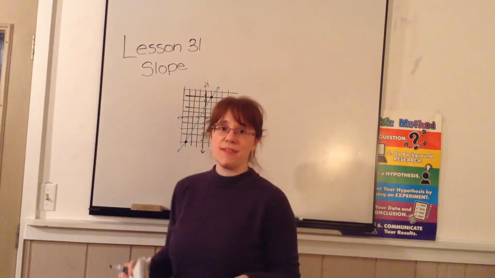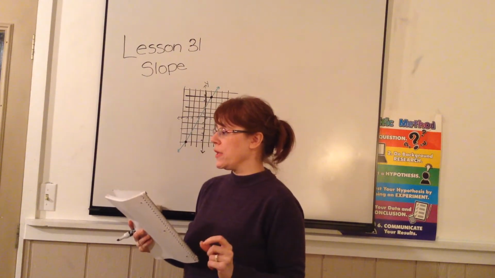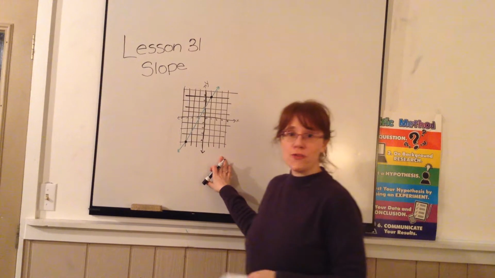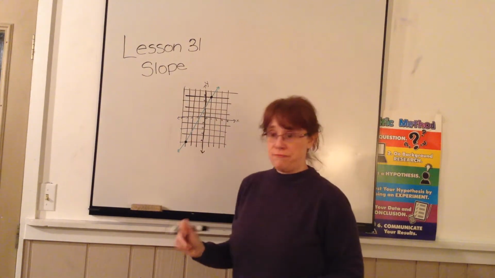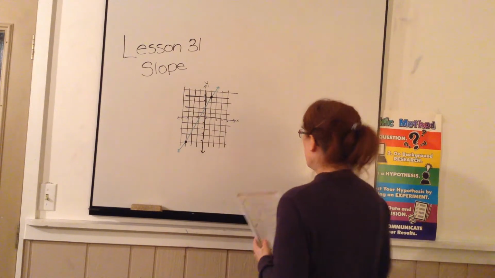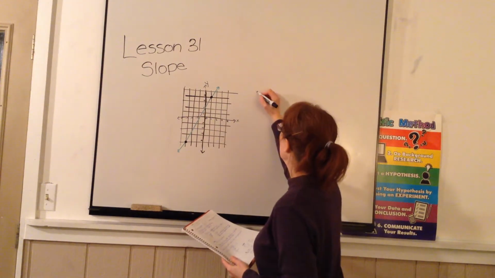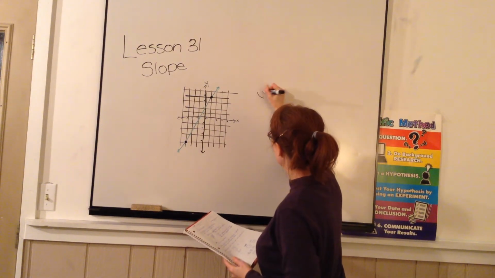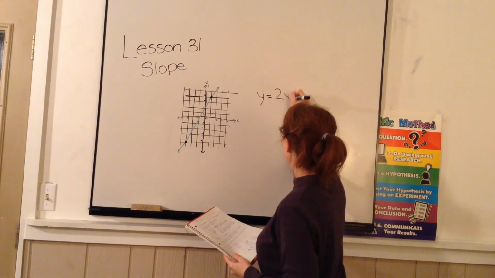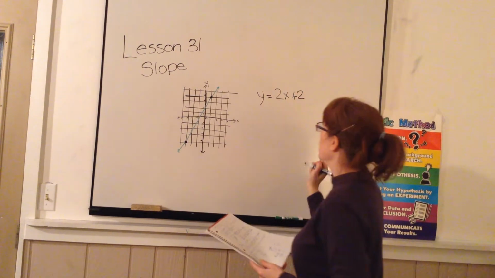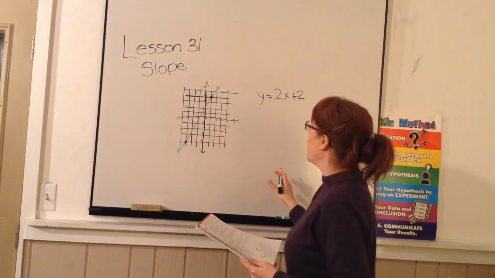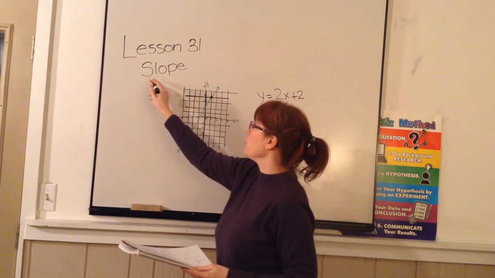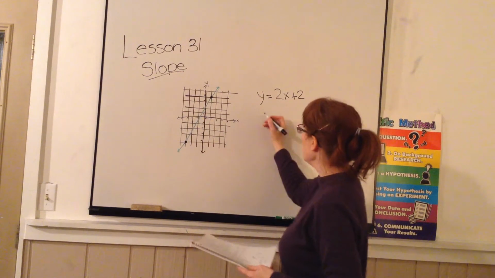Now, in your last lesson, Lesson 30, you were working with graphs. So I went ahead and drew a graph here. I chose 2 points and I drew a line. In Lesson 30, you used an equation like this one to find your points. Y equals 2x plus 2. This equation is the equation for this graph. In this lesson, we're going to be working with slope, okay?